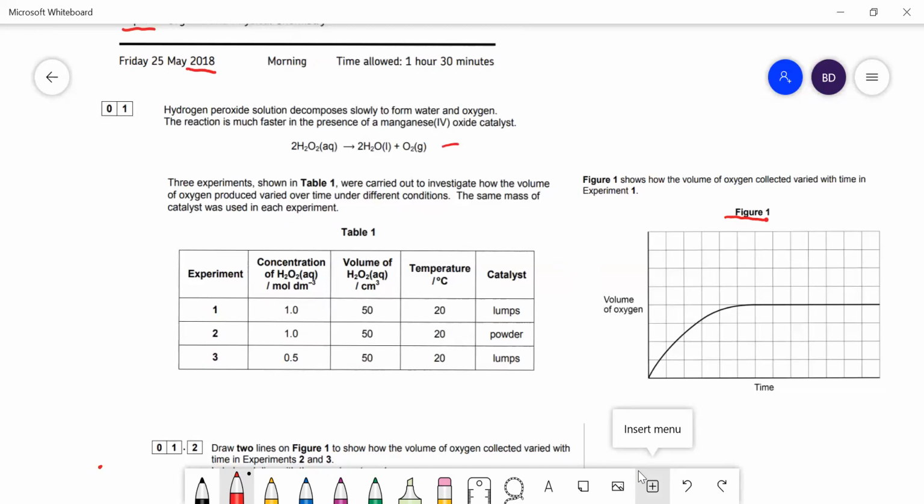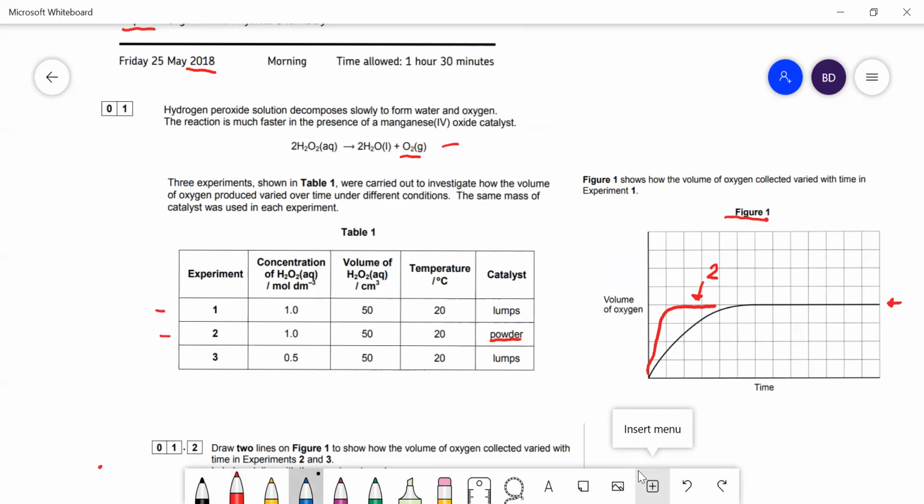So this black line here is experiment 1, and we've got to show them for experiment 2 and 3. Well, let's look at experiment 1. We've got the same concentration and volume of hydrogen peroxide in experiment 2. That means it's going to give us the same final volume of oxygen. But in the case of experiment 2, the catalyst is powdered, so it's going to have a bigger surface area, so it's going to be more effective, so the rate of reaction is going to be faster. So for experiment 2 then, the line is going to be steeper because the rate is faster, but the amount of oxygen produced is going to be the same.